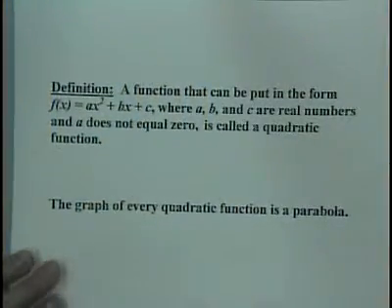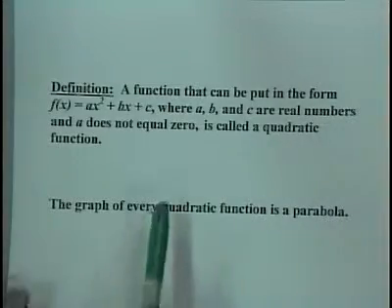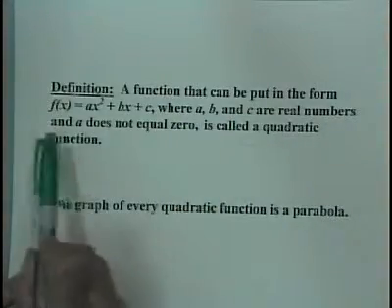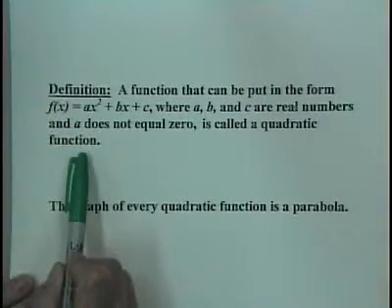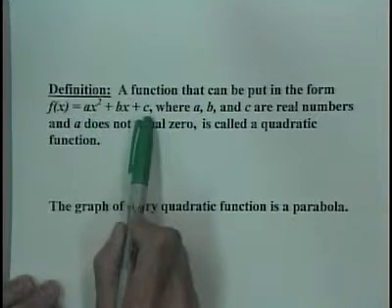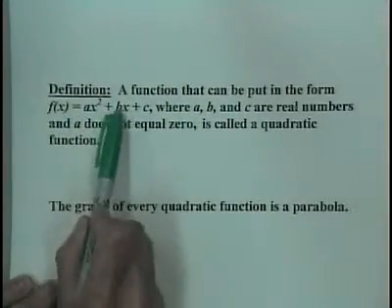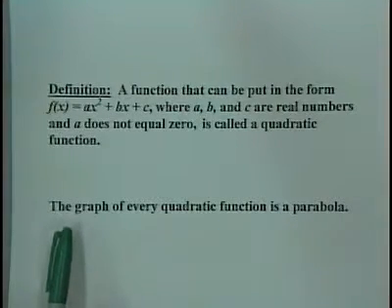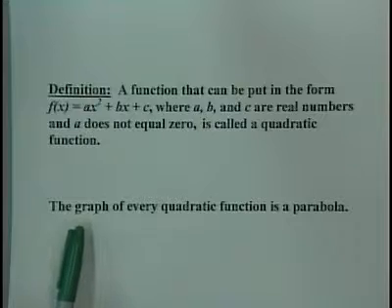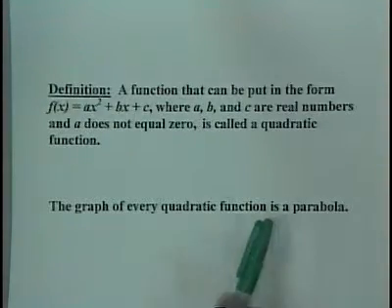A function that can be put in the form f of x equals ax squared plus bx plus c, where a, b, and c are real numbers and a does not equal 0, is called a quadratic function. This is the form of a quadratic function where specifically a does not equal 0, although b or c could. Another important point here is that the graph of every quadratic function is something called a parabola.